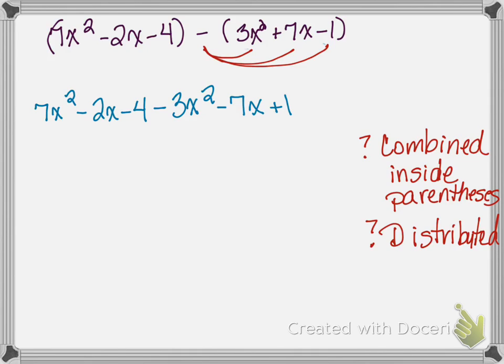Now I can look at like terms. I have 7x squared and minus 3x squared. So that is going to be 4x squared. Then I have -2x and -7x. That is going to be -9x. Then I have -4 and +1, and that is -3. Okay, and I can't go any further.